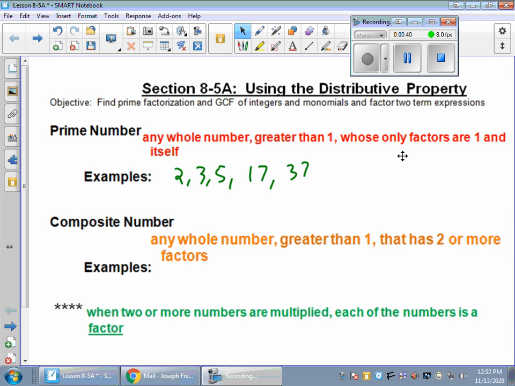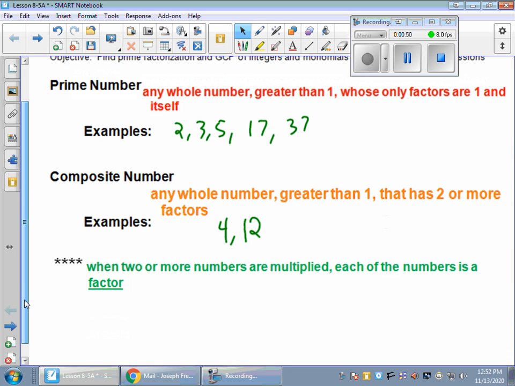Any whole number greater than 1 that has 2 or more factors. So any example that you want to throw in here, 4, 12, a couple of examples of composite numbers. Next thing you want to take a look at is when 2 or more numbers are multiplied, each of the numbers is a factor. So for example, the number 12: 1 times 12, 2 times 6, 3 times 4, those are all factors.